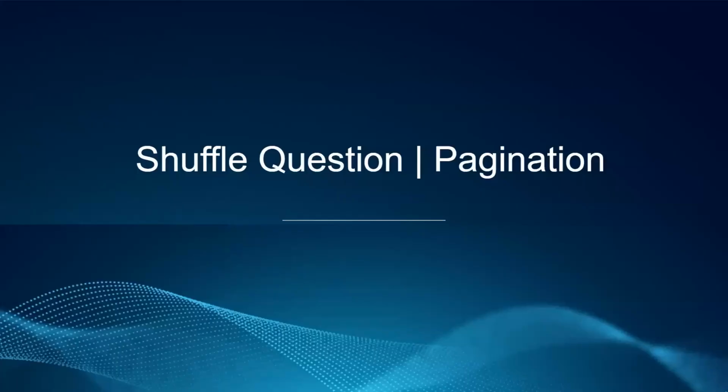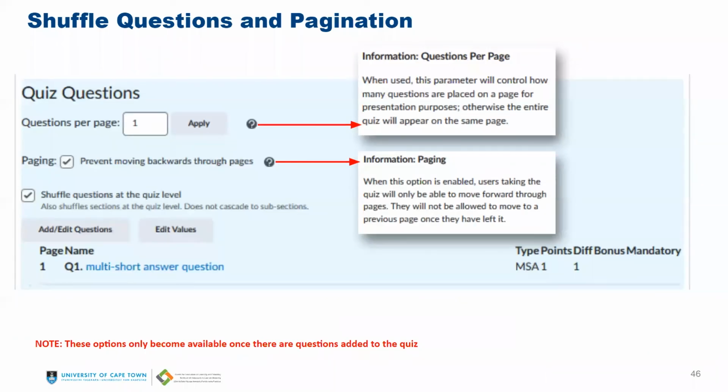And other than those question types, a few other things that I just wanted to make you aware of really briefly is shuffling the questions and what I call pagination. So you've seen how to randomize certain answers within certain question types, but you can also shuffle the questions themselves within the order of the quiz. So that is, if you go to the setting here.